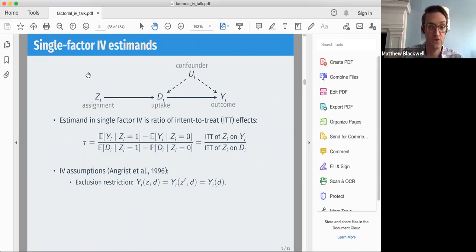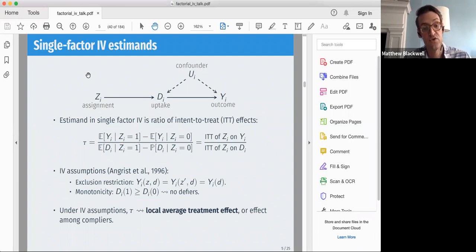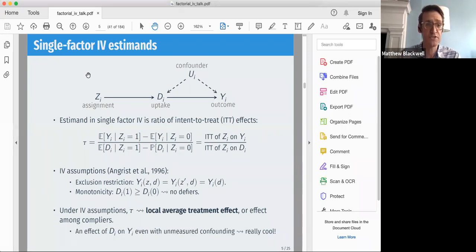These two assumptions are the exclusion restriction, which says that once you fix the treatment uptake, the treatment assignment no longer has a direct effect on the outcome, and monotonicity, which is written here in math, but basically rules out those defiers that I talked about a second ago. There's no one that has this pathological behavior of doing the opposite of what they're assigned to. Under these two assumptions, this tau, this ratio of intent-to-treat effects, is equal to the local average treatment effect, or the treatment effect among compliers. This is a pretty cool thing, right? Even though there's unmeasured confounding between the treatment uptake and the outcome, we are still able to recover the treatment effect for a scientifically interesting group, the people that actually comply with the treatment.